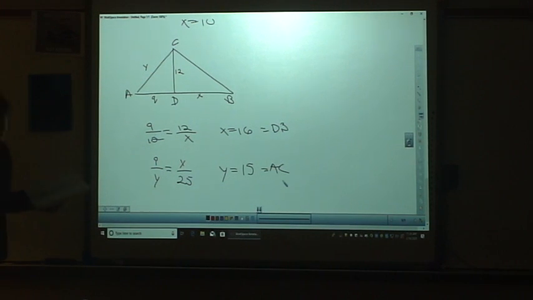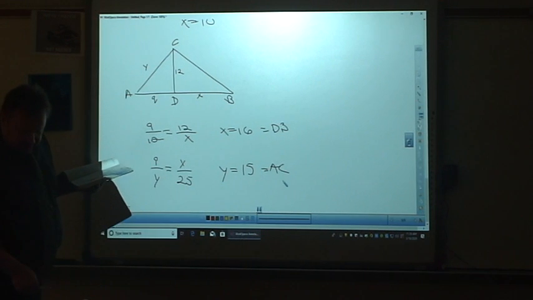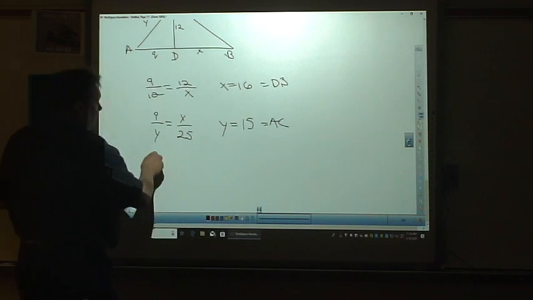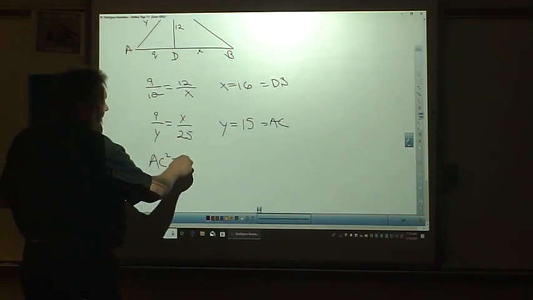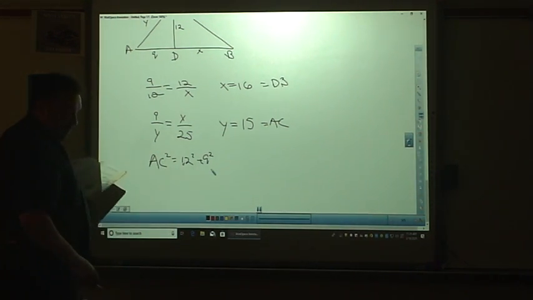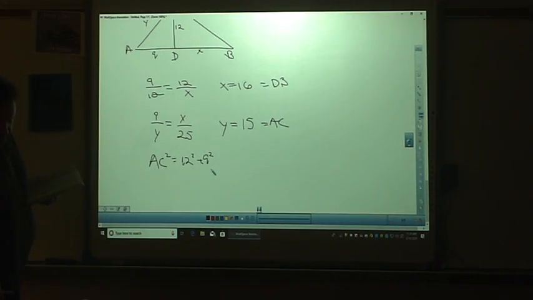For 23, to find it using the Pythagorean theorem, we would end up doing the same thing, except we'd use 12 squared plus 9 squared. So AC squared equals 12 squared plus 9 squared. And we'd end up with the same answer. So for 23, you should also have 15.